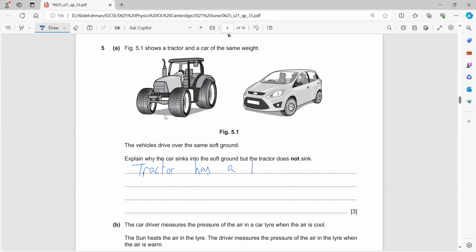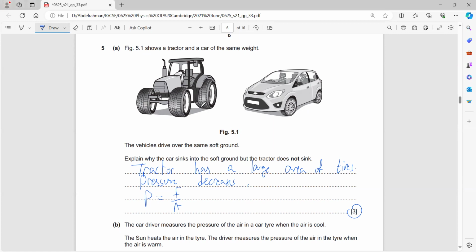So we say that the tractor has a large area of the tires. When the large area increases, what happens? So the pressure decreases, since they are inversely proportional, due to the equation pressure equals force over area. That's 3 very simple marks. You have to write down the equation. You have to say that the pressure decreases as the area increases.